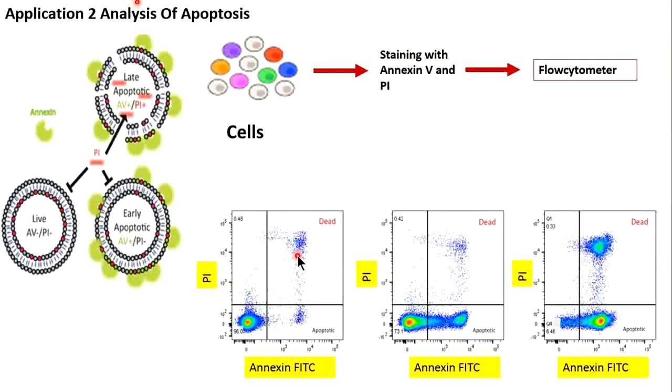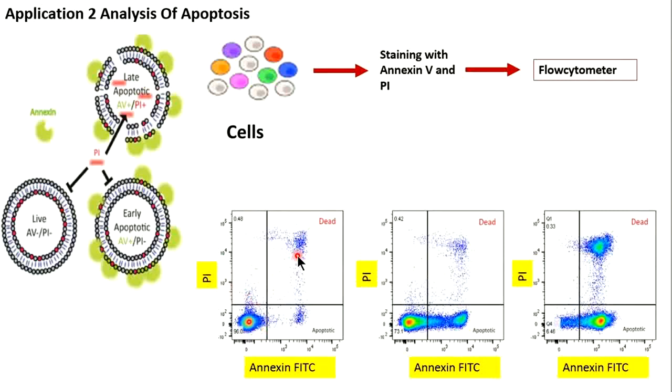Okay, so we take the cells and incubate them with two things, annexin 5 and PI. After incubating, we put the test tube in the flow cytometer, and the flow cytometer measures the fluorescence of annexin 5 and the fluorescence of PI. Again, we get a quadrant. On the x-axis, we have fluorescence of annexin, and on the y-axis, fluorescence of PI. Again, one by one we can check the quadrants.